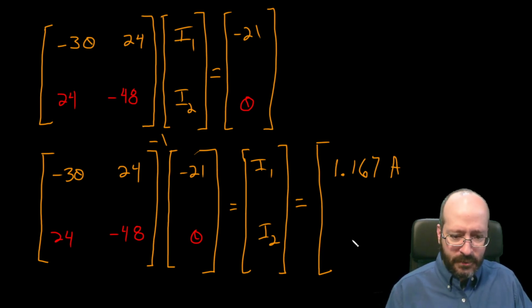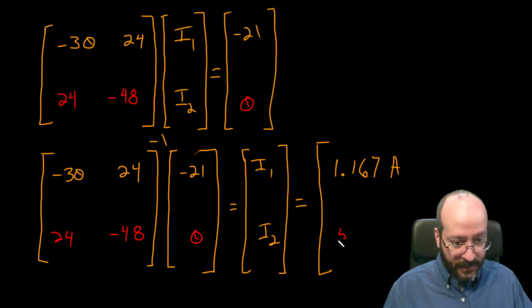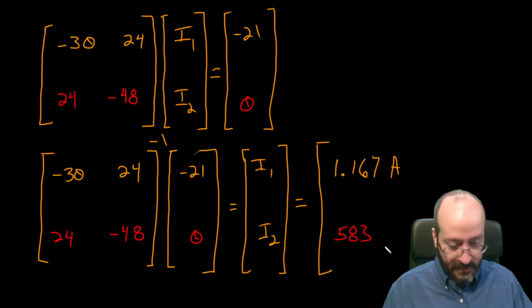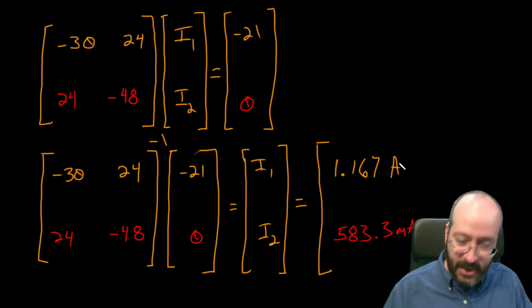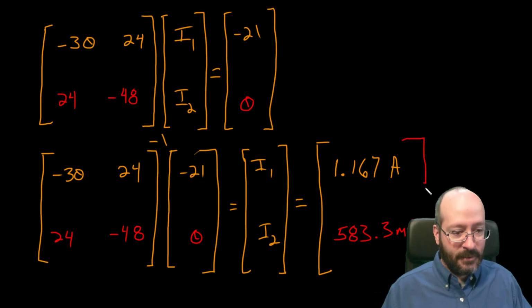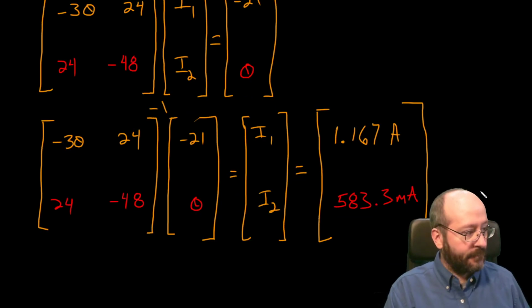Okay, so the solution I get for this is 1.167 amps for I1. For I2, I guess I could still use red here, although I think it's becoming less necessary, is 583.3 milliamps. Okay, hey, I got I1 and I got I2. And we're in good shape there.